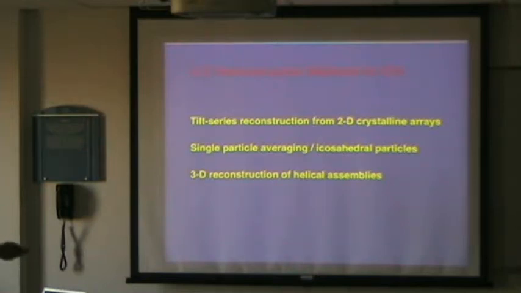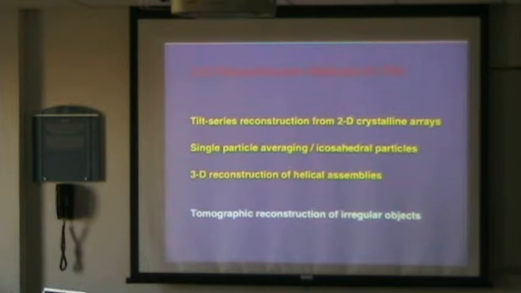So all of these things are what we call averaging-based methods. The one that is not averaging-based is a tomographic reconstruction, where we take an object and scan different angles in the microscope, and we record them all of exactly the same specimen. I'm going to come to that in a sec. First, 2D crystalline assemblies.